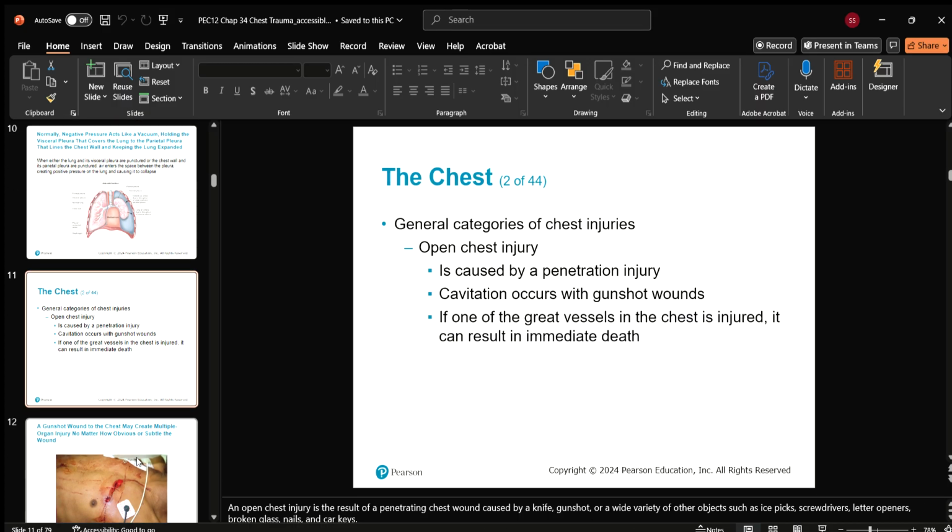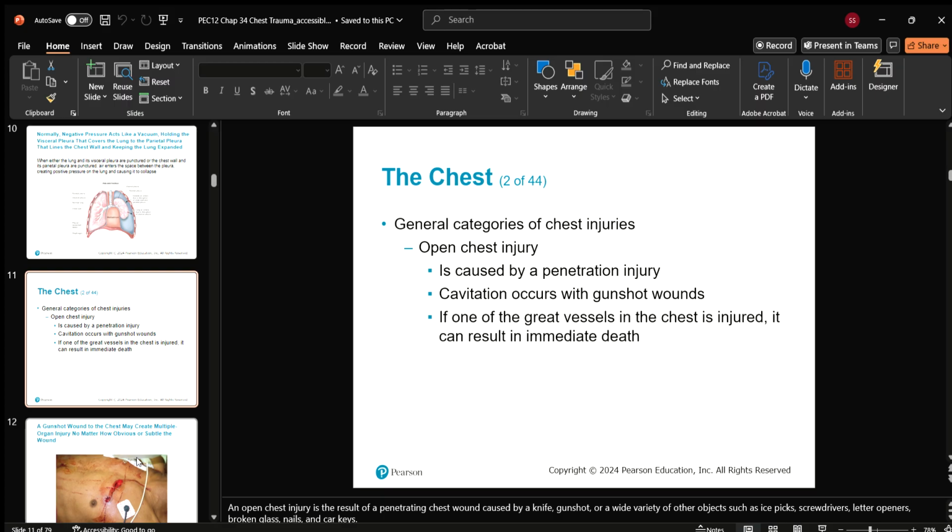Okay, now we're going to get into the actual meat and potatoes of this. We're going to talk about the types of injuries. So we have open chest injuries, and we're going to talk about closed as well a little bit later on, but our open chest injuries are caused by penetrating wounds. So when we talk about DCAP BTLS, this is the P, the penetrating injuries.